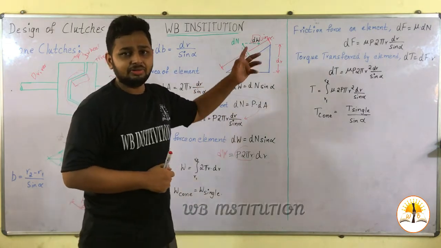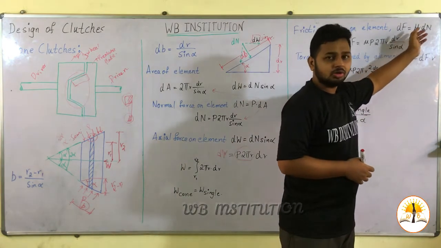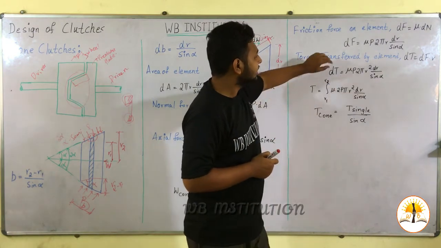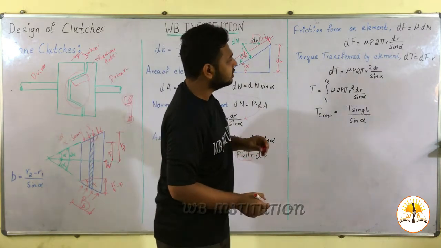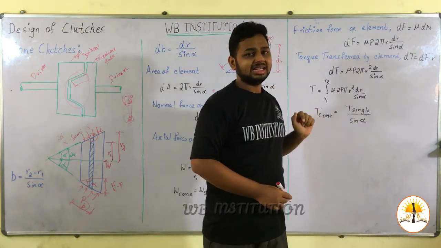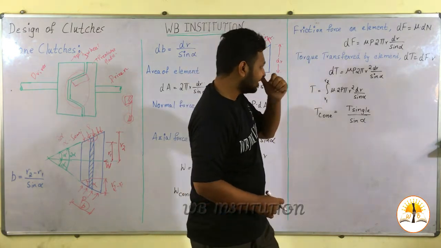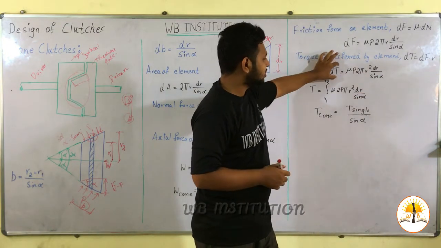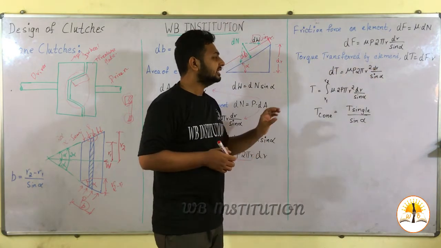So let us find out the frictional force acting on the element. That is given by dF equal to mu into dN. Mu here is nothing but the coefficient of friction. So dF equal to mu into dN, which we have calculated here. We substitute this value, that is mu into P into 2 pi r into dr divided by sine alpha. The torque transferred for this small element is given by dT equal to dF into r. So dT equal to mu into P into 2 pi r square into dr divided by sine alpha. This is for the element.